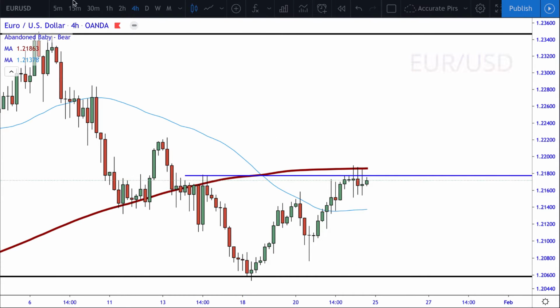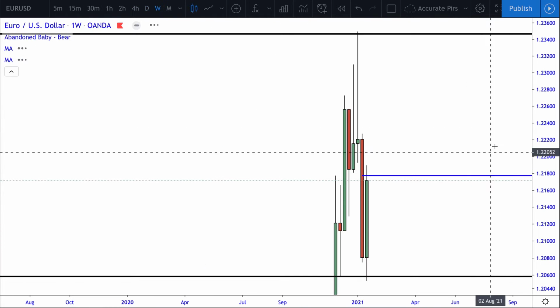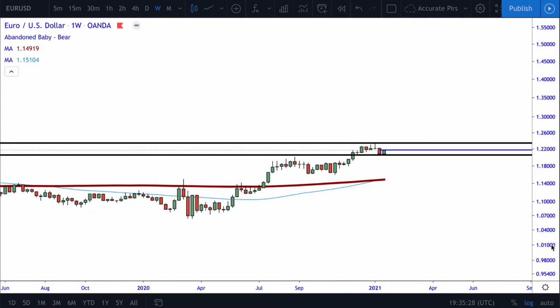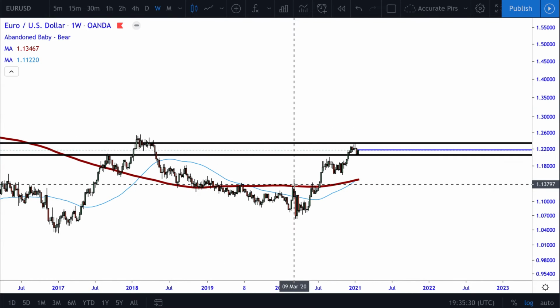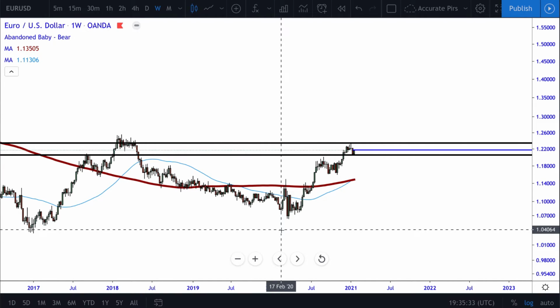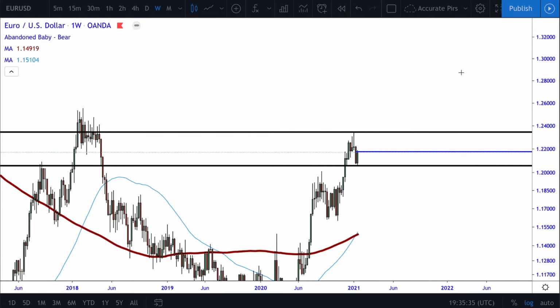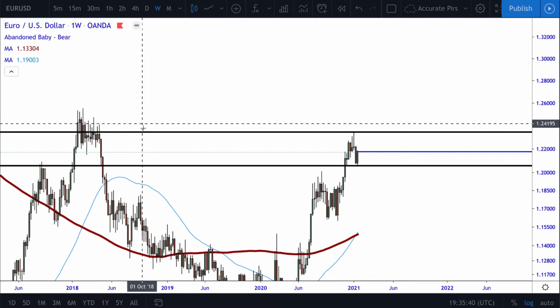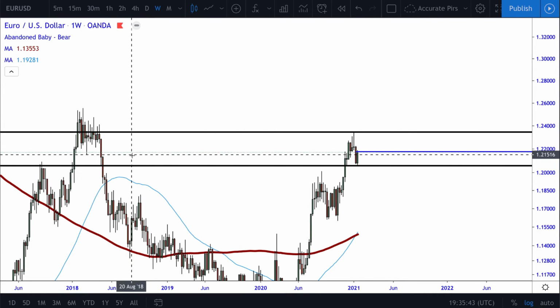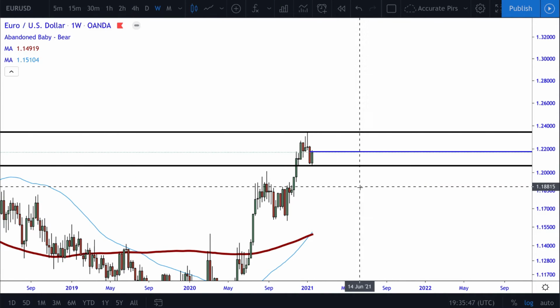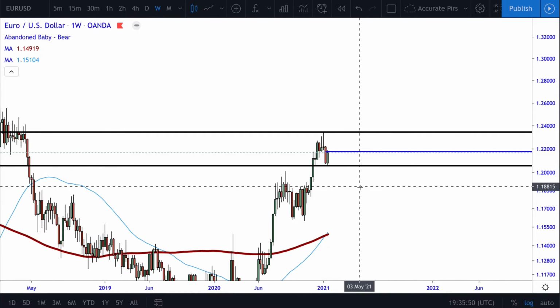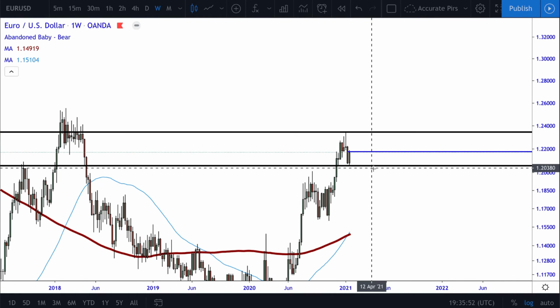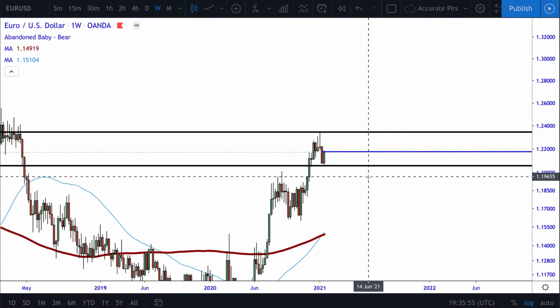Next up, we've got Euro USD. Right, I'm going to start on a weekly time frame. As you can see, Euro USD has been trending in an uptrend since the start of the year, but we have now come up to these areas here. When last time Euro USD was at this level, it had a reversal and started to trend downwards. So I'm waiting to see if we're going to get this pattern again, if history is going to repeat itself, and if price is going to start to trend downwards.